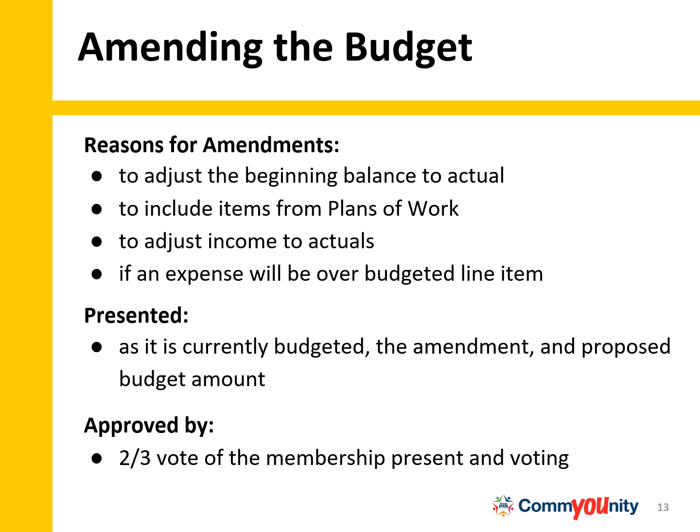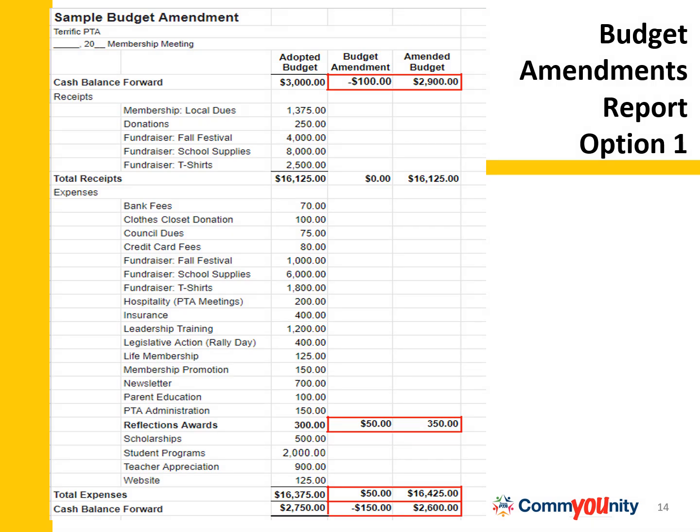The budget may be amended at a regular membership meeting at any time during the year, without prior notice of the proposed amendments. If a special meeting is called to amend the budget, then the appropriate notice would be required, as per the bylaws.